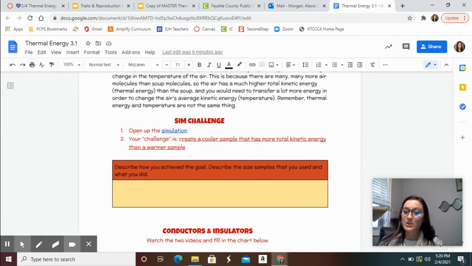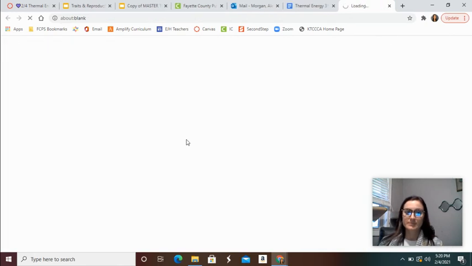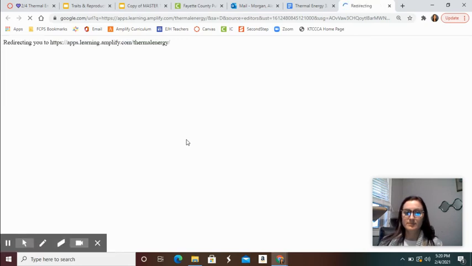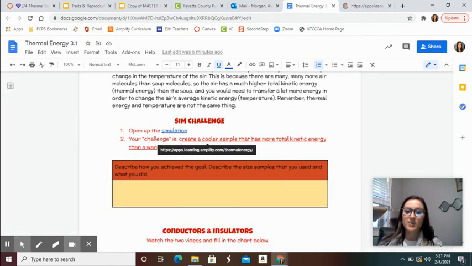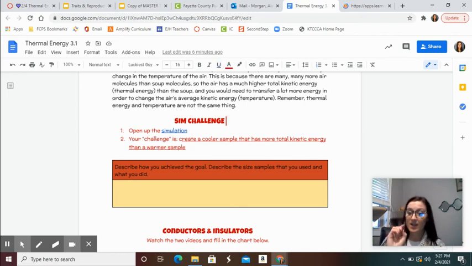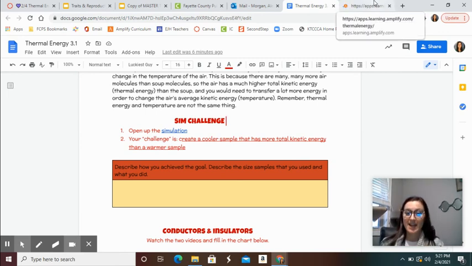I would also like you to use the terms molecules, kinetic energy, and thermal energy in your explanation. And then there is a little challenge in the sim. So if you open up the simulation, what your challenge is while that's loading is I want you to create a cooler sample that has more kinetic energy than a warmer sample. So your sample that's cooler has more energy than your warmer sample, which is kind of against what we've been doing this whole time, but there is a way to make it happen.